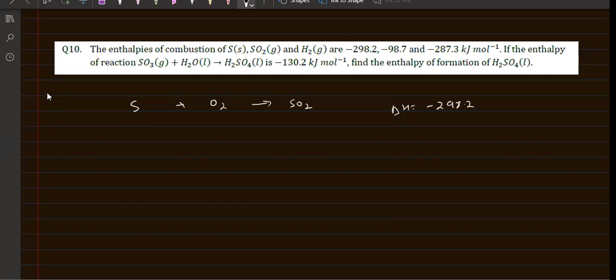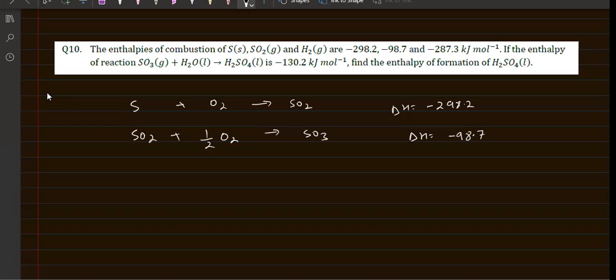Now second reaction is enthalpy of combustion of SO2. So we know that SO2 plus O2 gives what? SO2 will convert into SO3. So it would be half O2. It's fine if you don't balance, don't worry about that. So we have delta H is minus 98.7.